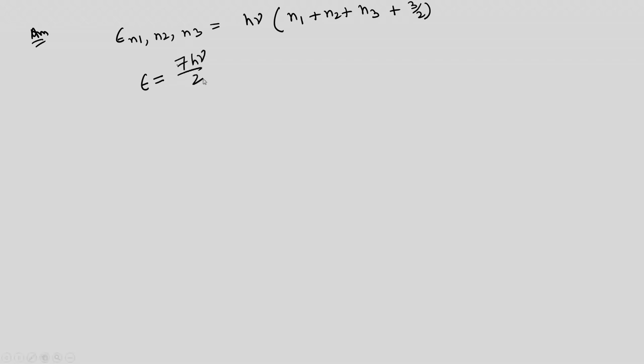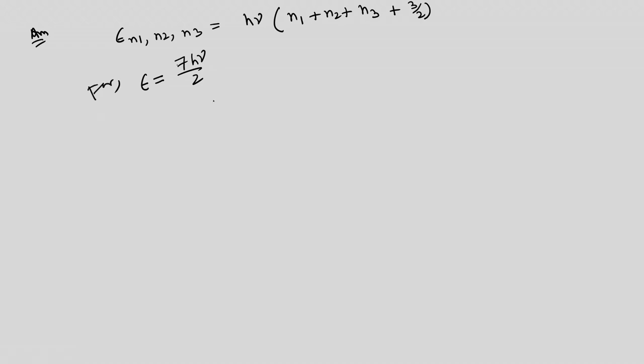Okay, so it is given the energy of a 3-dimensional harmonic oscillator is h nu times n1 plus n2 plus n3 plus 3 by 2. Now, first we consider epsilon equal to 7 h nu by 2.